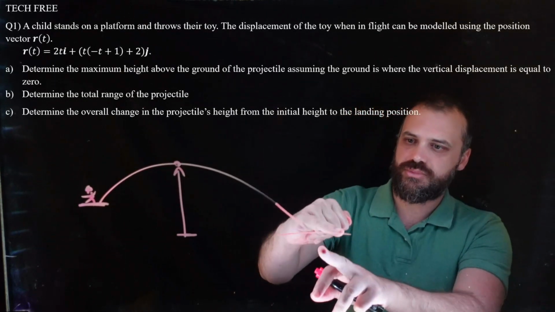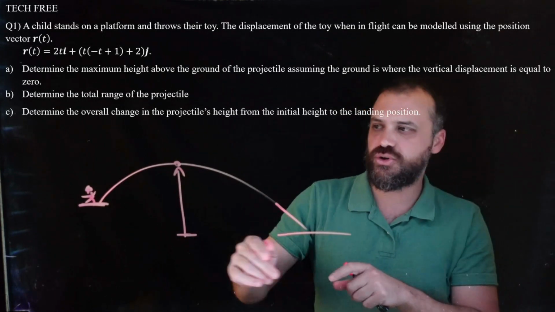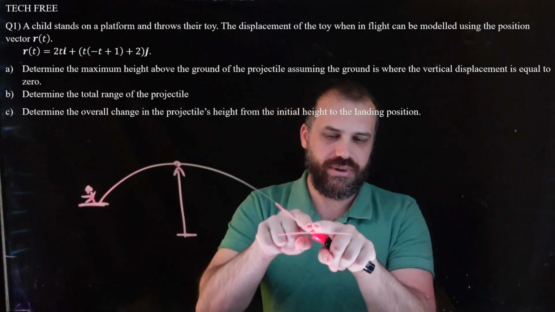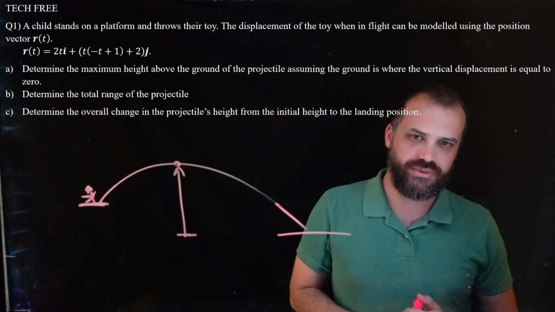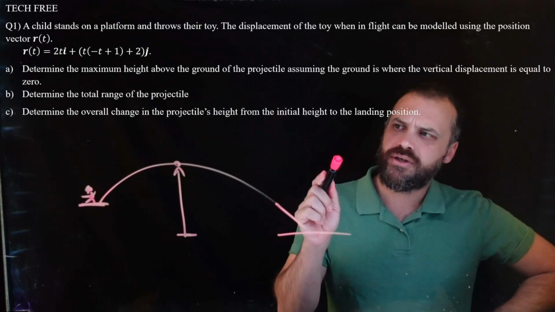Okay, so we're assuming that this is where height 0 is, because you could assume that this is where height 0 is. But they're saying, no, the ground is where height 0 is. Okay, how do we do that?